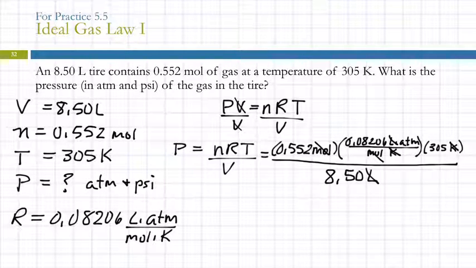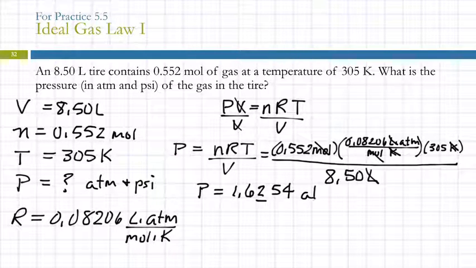0.552 times 0.08206 times 305 divided by 8.5 equals. So pressure equals 1.6. See, we should have 3 sig figs. So 1.62, and then write down a couple more, 54 atmospheres. So I'd say the pressure is 1.63 atmospheres.